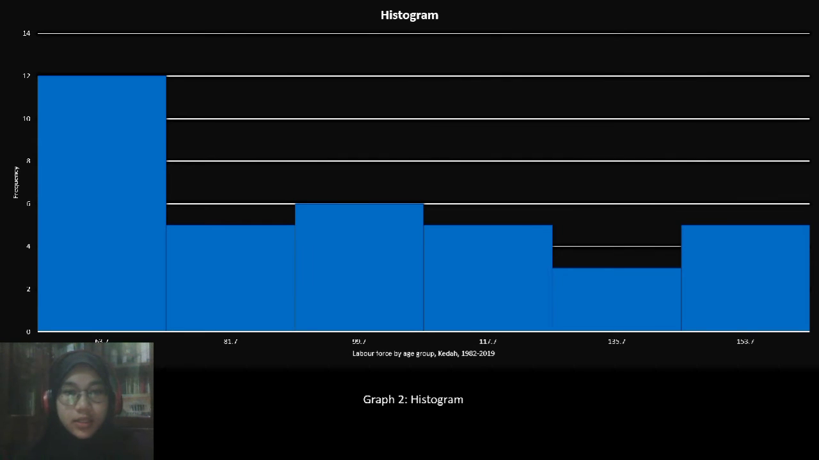Lastly, this is the histogram graph based on the frequency table. So I think that's all from me.